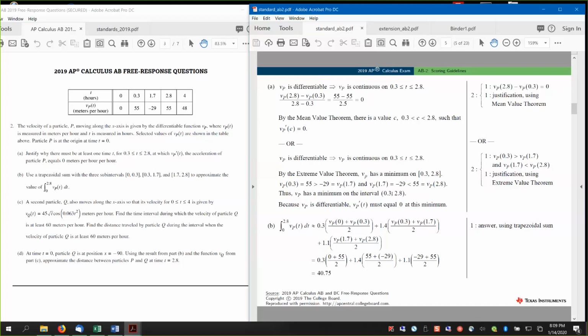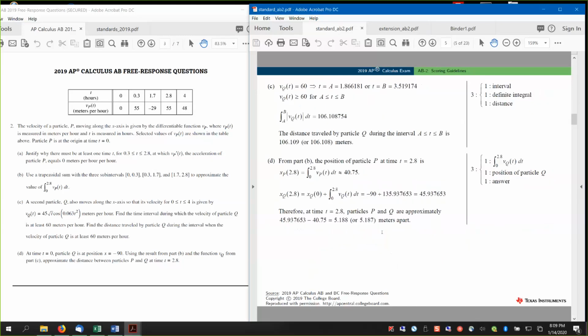And part B was worth simply 1 point for the answer using the trapezoidal sum and for conveying that the student was using the trapezoidal sum. Part C was worth 3 points, 1 point for producing a correct interval. Notice that the word interval is used over here. 1 point for writing a correct definite integral that can be used to find the distance traveled by the particle Q. So we want to see this definite integral.